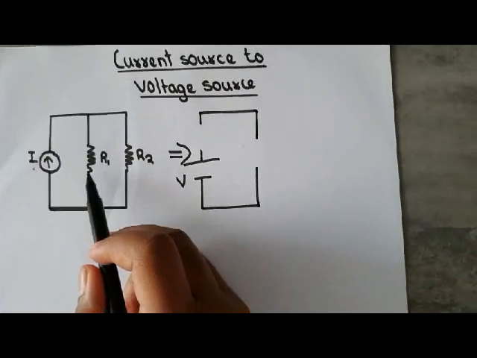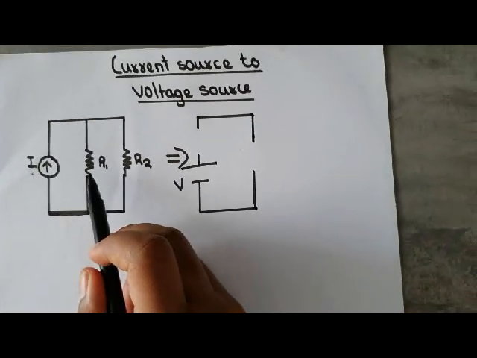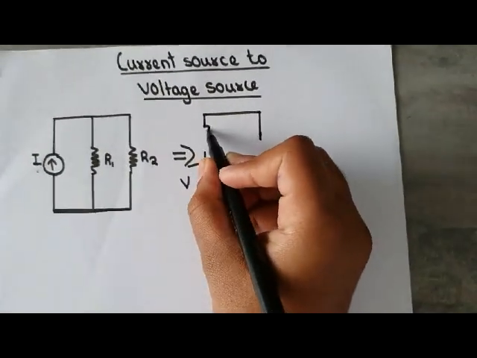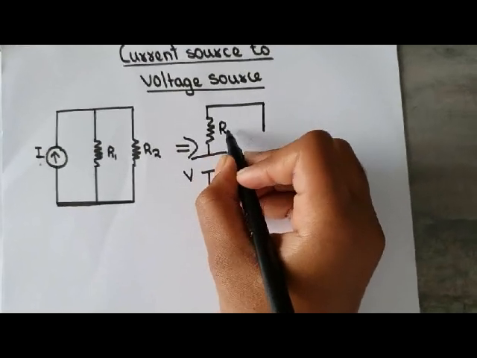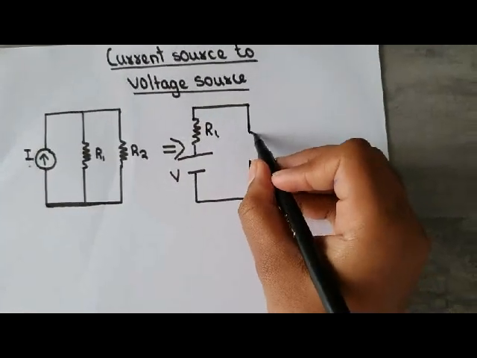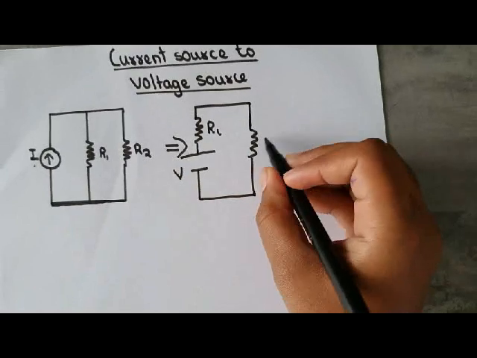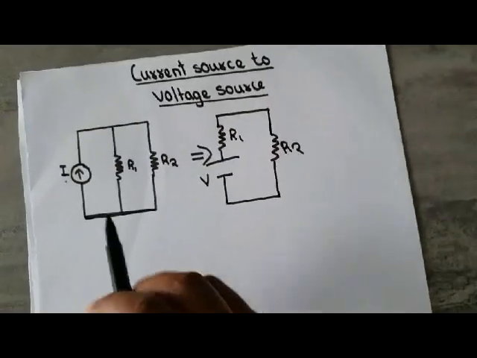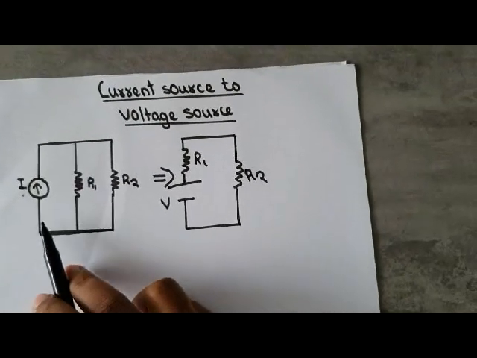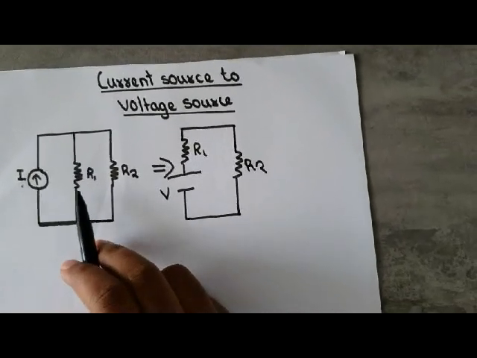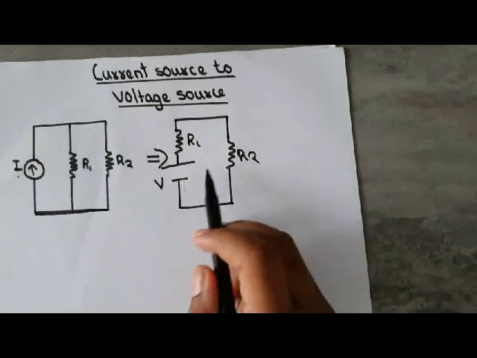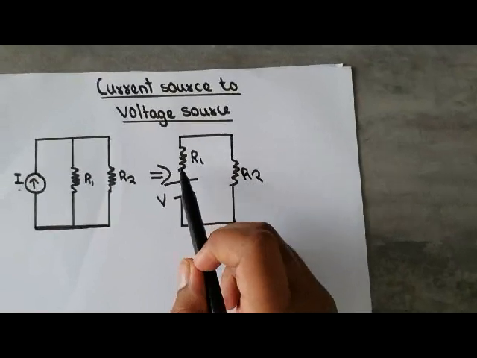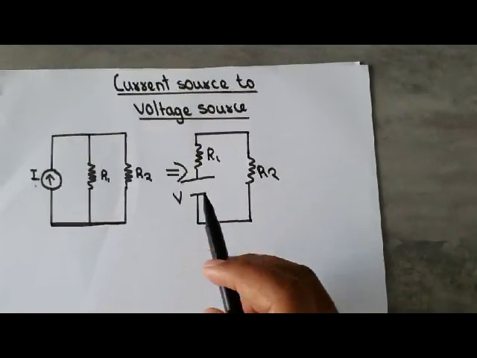Next we'll mark it V. And then the resistance that's parallel to the current source is going to be in series with the voltage source. It's going to be here, R1. The other resistances are going to be the same. Here we have two resistances, but if there are more than two, it's going to be the same. That's why I said it's very important that the current source has a resistance that's parallel to it, so that when you convert it to a voltage source, it can be in series. So this is how it's done.